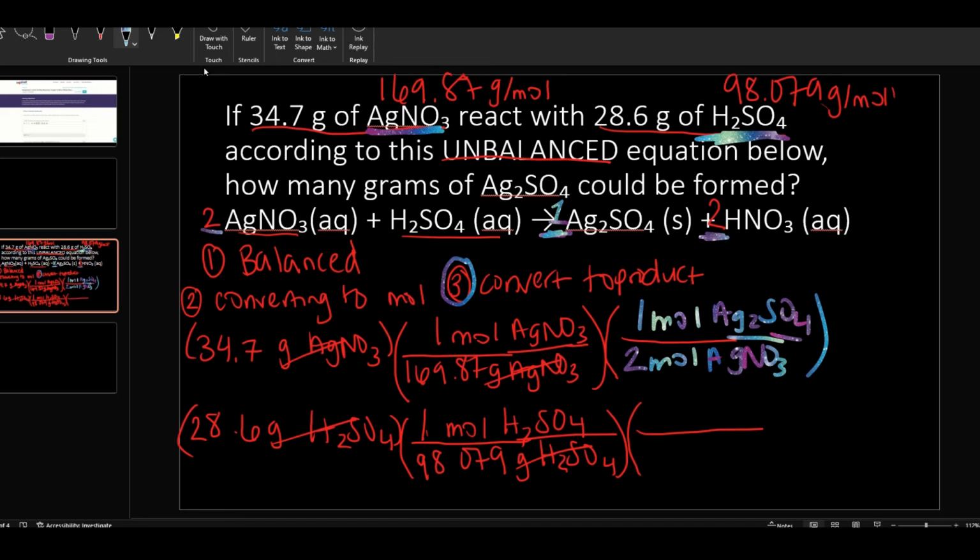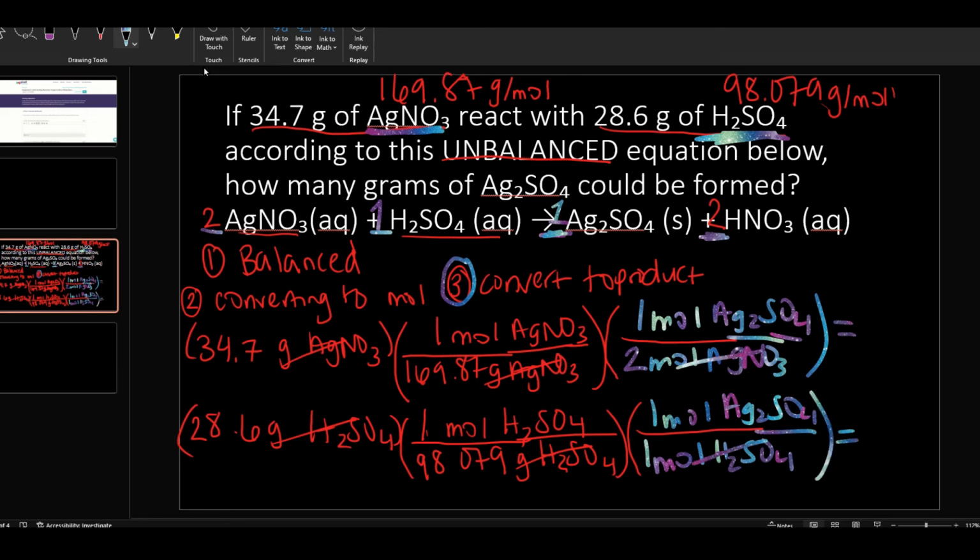I'm going to convert to the same product for both of these reactants. So for H2SO4, the ratio is that I have 1 mole H2SO4 for 1 mole of Ag2SO4. Okay, so notice we're converting both of these to the same product. That is intentional. Like I said, we need to see how these compare to each other. So whichever one gives you the least amount of product.